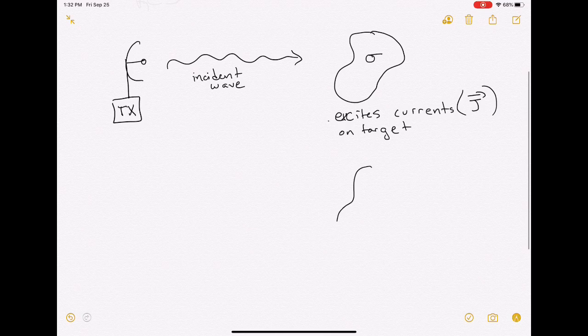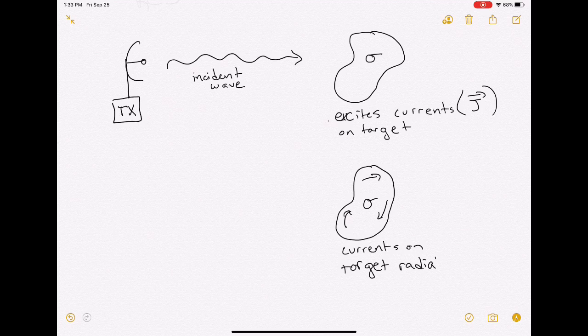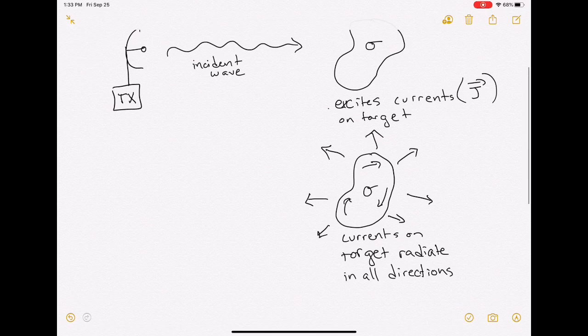Next, those currents radiate. And they radiate in all directions. Not necessarily equally in all directions, but the currents that are excited on the body of this target don't necessarily result in radiation that comes straight back to the radar.